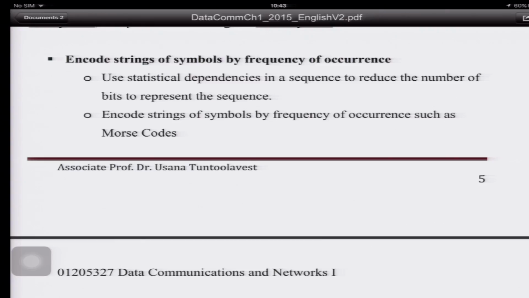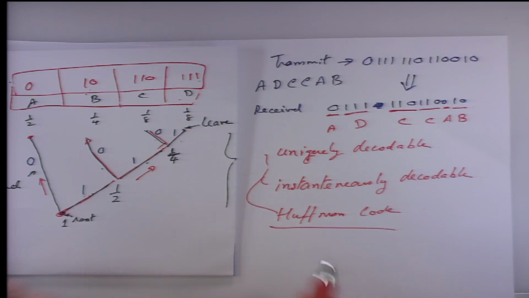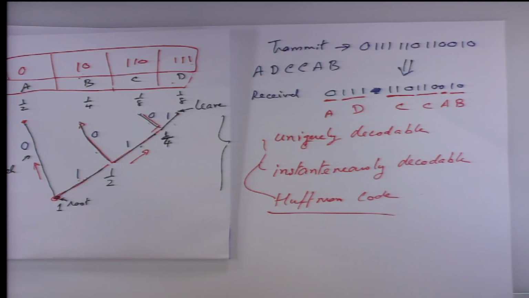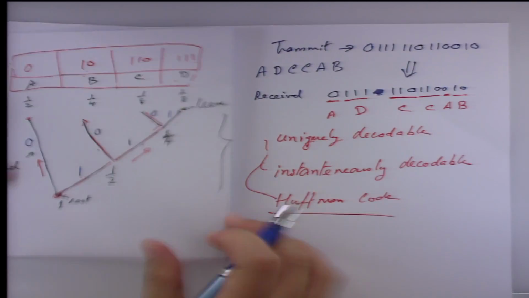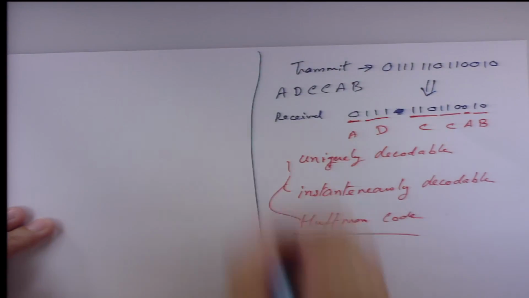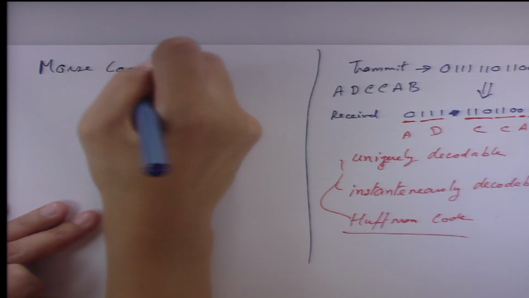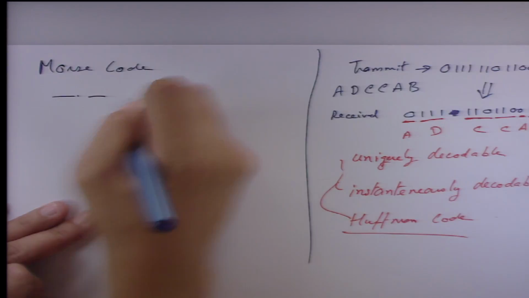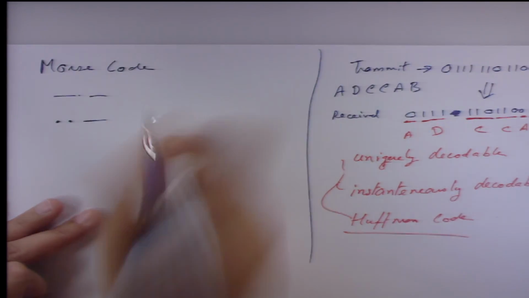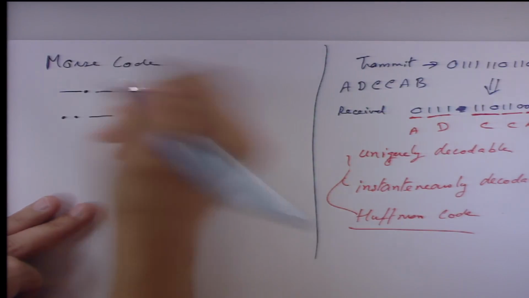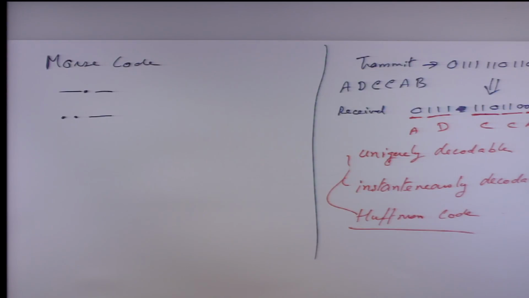We use the Morse code, which uses a long line and a dot. It will be something like this, or dot, dot, something like this. So this is Morse code, and you can check what the code is for each alphabet letter, A, B, C, D, something like that.